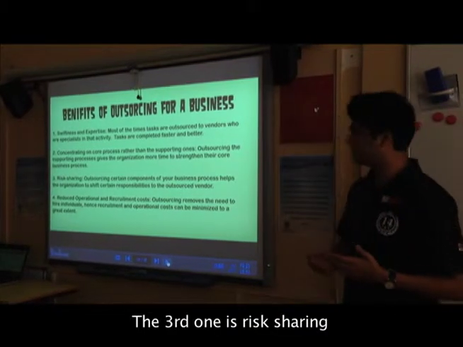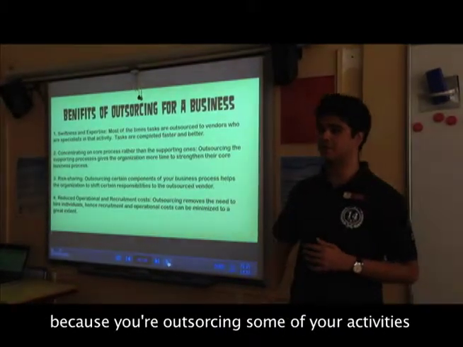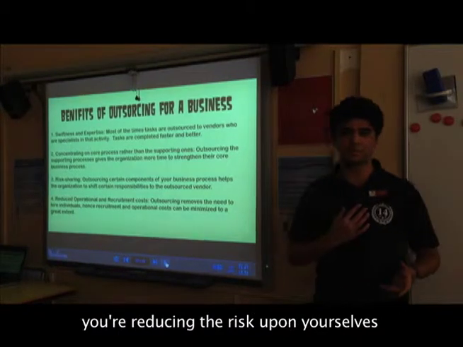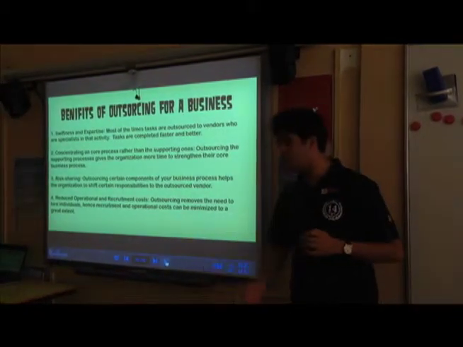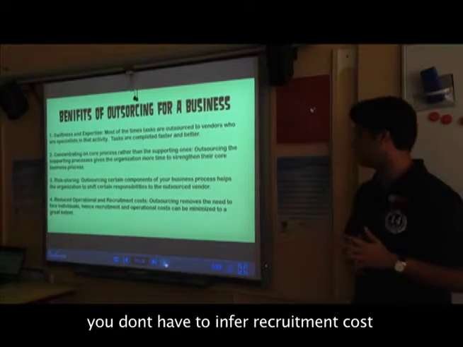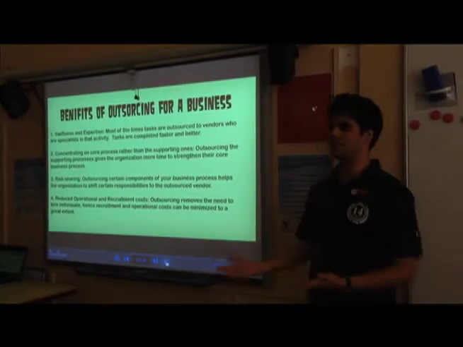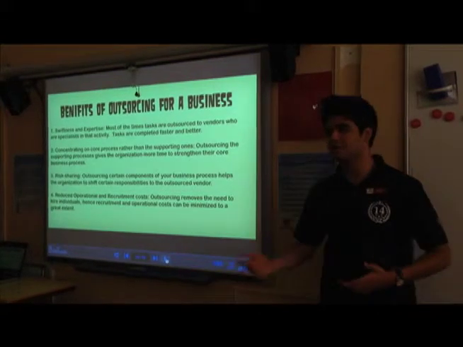And the third one is risk sharing. Because you're outsourcing some of your activities, you're reducing the risk upon yourself. You're adding that burden to the other firm. And fourthly, you don't have to incur recruitment costs because you're outsourcing the activity to a firm that already has everyone there.